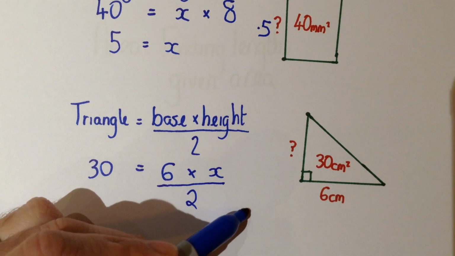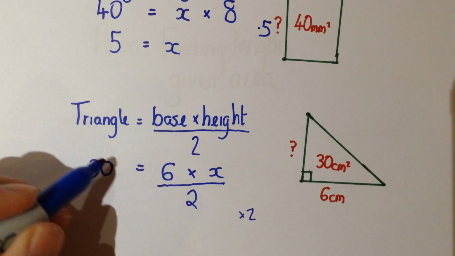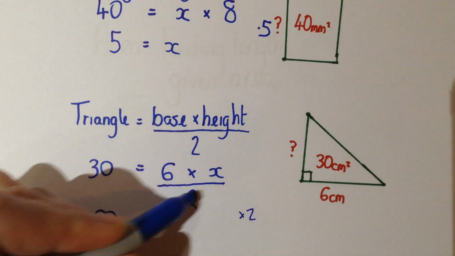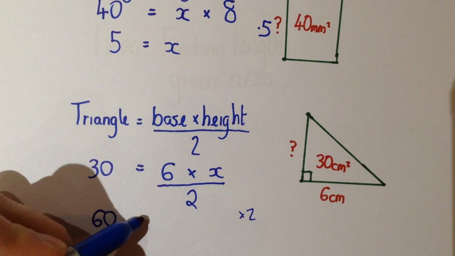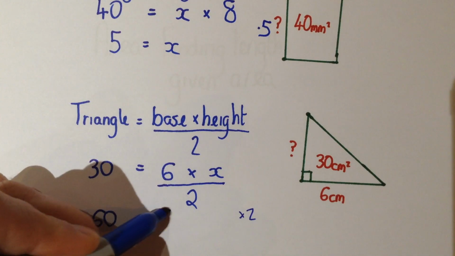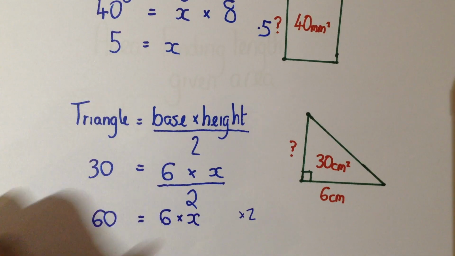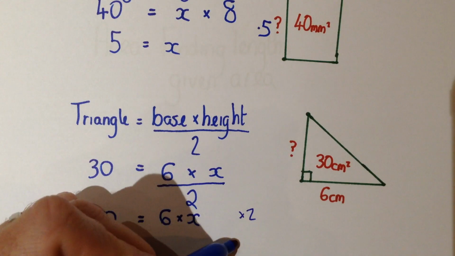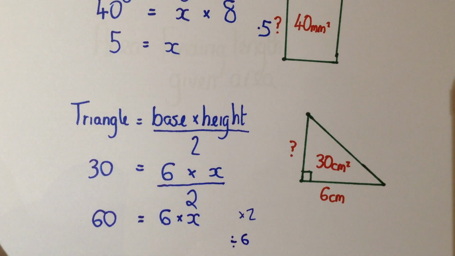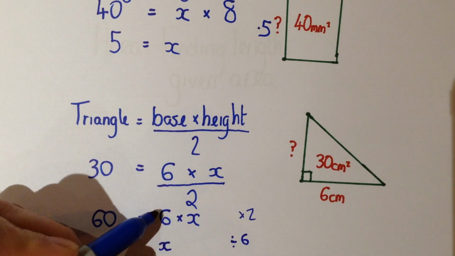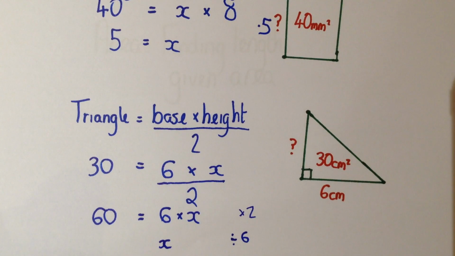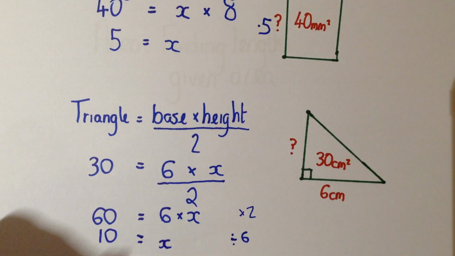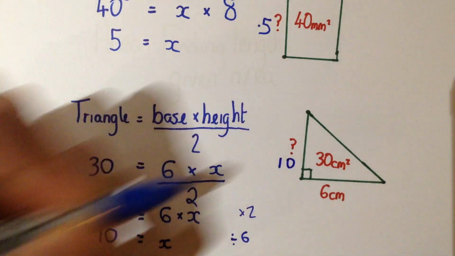So we're going to times both by 2. 30 multiplied by 2 gives us 60. And the divide by 2 and the times by 2 just cancel on the right hand side to give us 6 times x. We then do the opposite or inverse of times by 6, which is divide by 6. So we get that x, because the times 6 and divide by 6 cancelled, is left, and 60 divided by 6 is 10. So we're saying that the height of this triangle is 10.